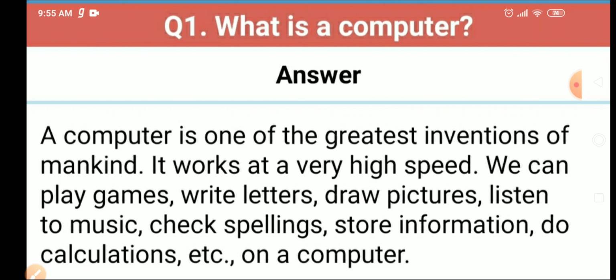Next is question answers. First question is, what is a computer? Very important. A computer is one of the greatest inventions of mankind. It works at a very high speed. We can play games, write letters, draw pictures, listen to music, check spelling, store information, do calculations, etc. on a computer. Simply you can write, a computer is an electronic machine that takes data from a user, processes it and gives us the useful information as a result.